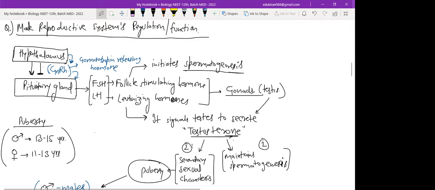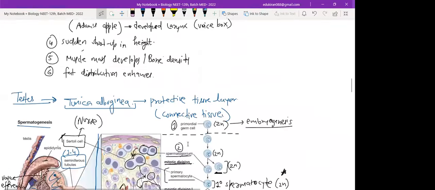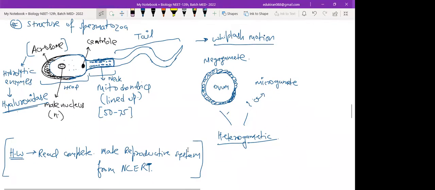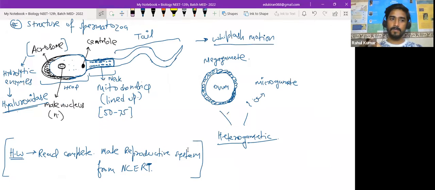Then is the structure of the sperm. The sperm contains a head, a neck, a middle piece, and a tail. The head has a haploid nucleus, and it is covered by acrosome, which is a cap-like structure. It is filled with enzymes which help in fertilization of the ovum. And the middle piece has mitochondria that produce energy for movement of the tail, and it moves in a whiplash motion.